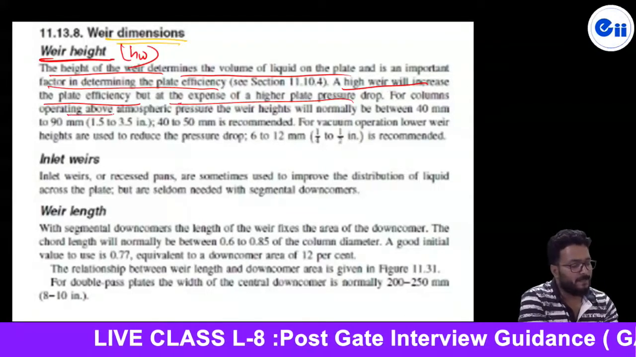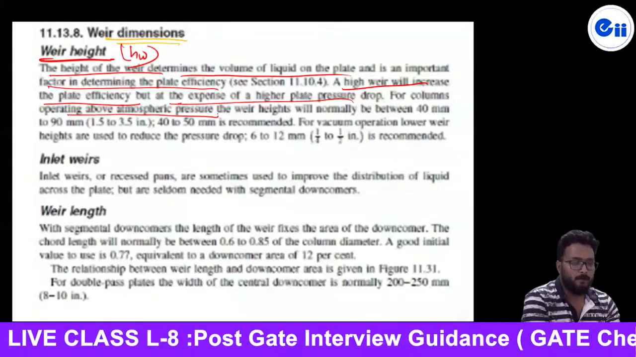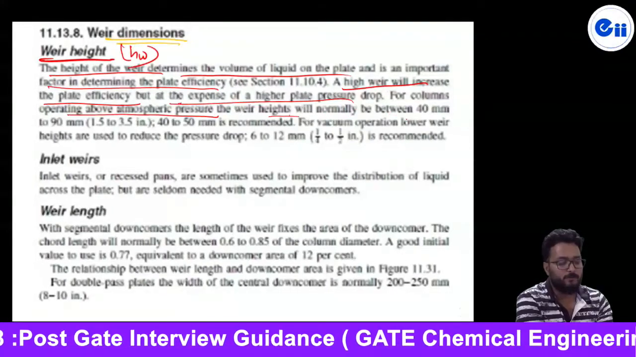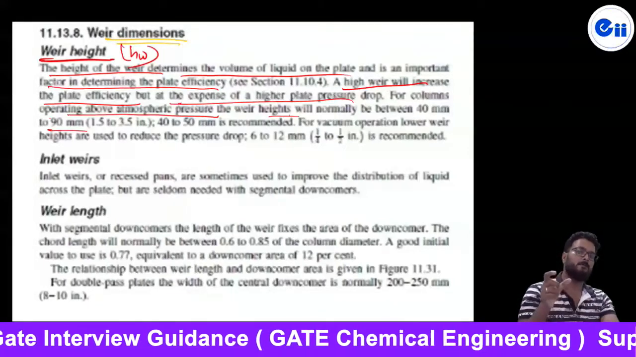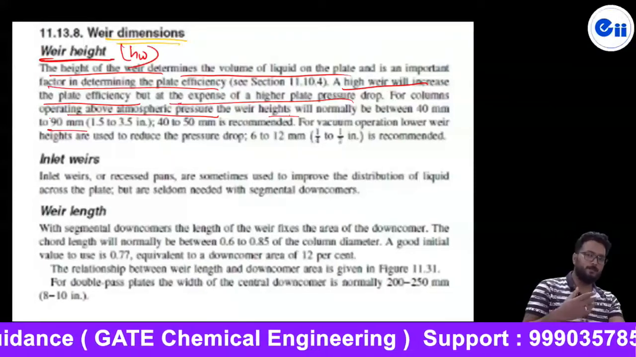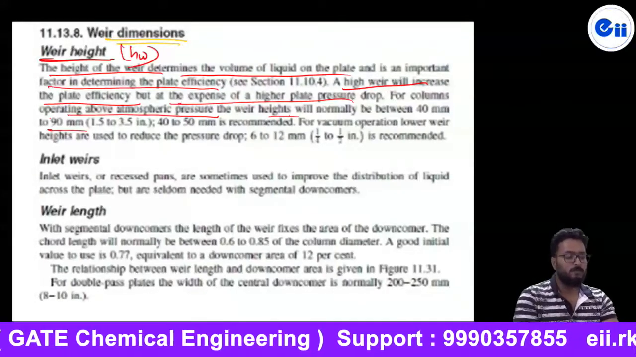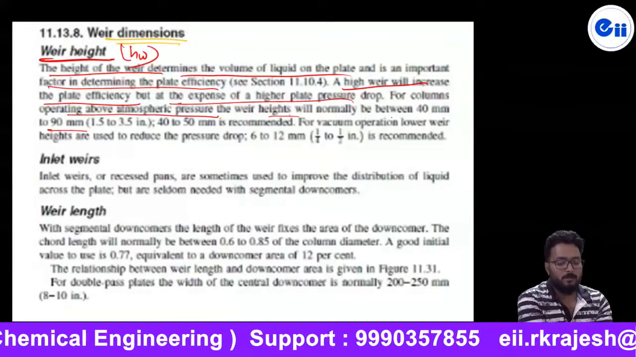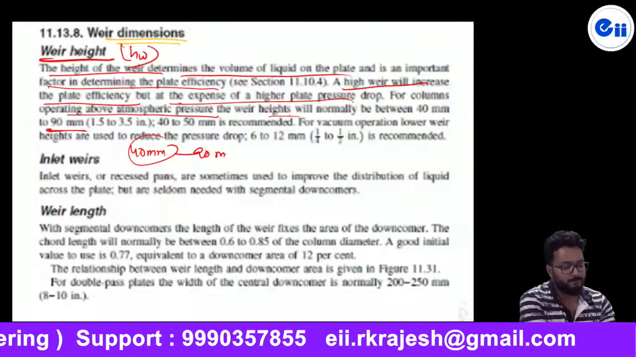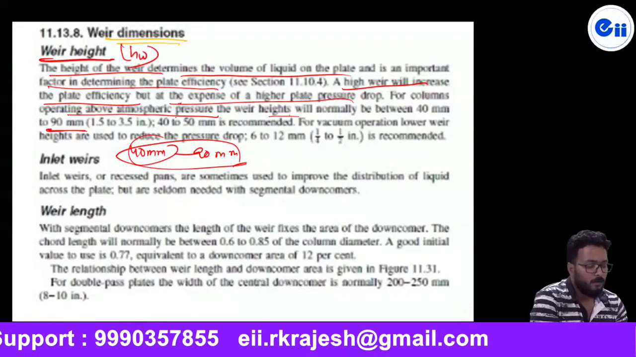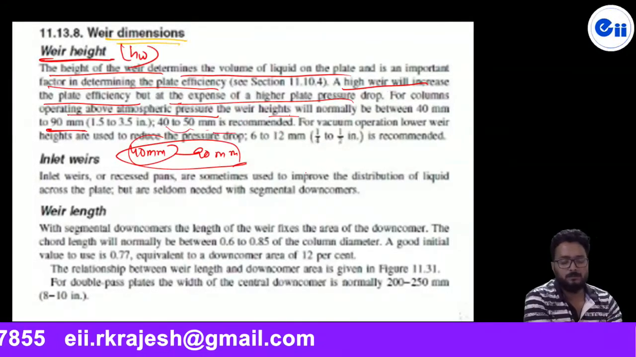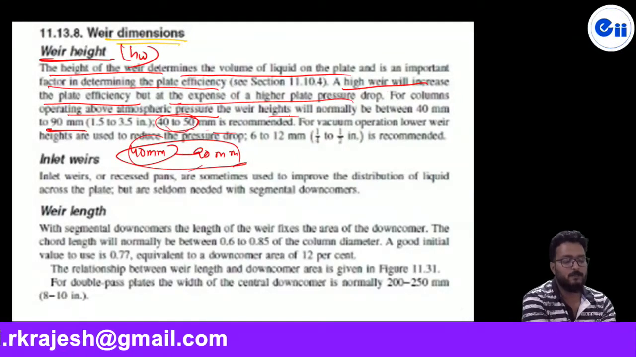For columns operating above atmospheric pressure, if any column is working above atmospheric pressure, the weir height will normally be between 40 mm to 90 mm. At least we should have some range, not an exact value, but at least we should know the range, and it should be in mm. And how much mm? 40 to 90 mm. Means weir height should be normally between 40 mm to 90 mm. It is very important. 40 mm to 90 mm weir height is recommendable. Now, but 40 to 50 is more common. 40 to 90, but what is mostly used is 40 to 50, which is more common.